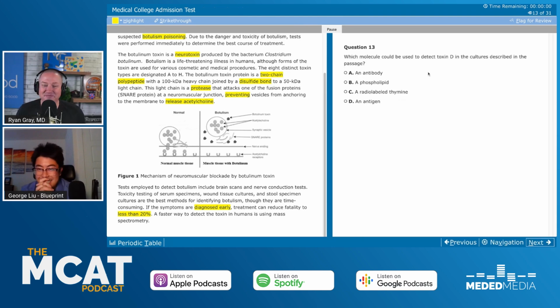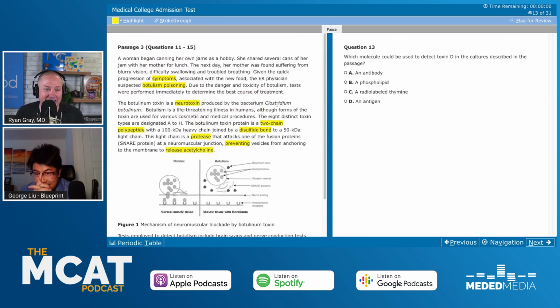All right. Awesome. Question 13. Which molecule could be used to detect toxin D in the cultures described in the passage? A, an antibody, B, a phospholipid, C, a radio-labeled thiamine, or D, an antigen?